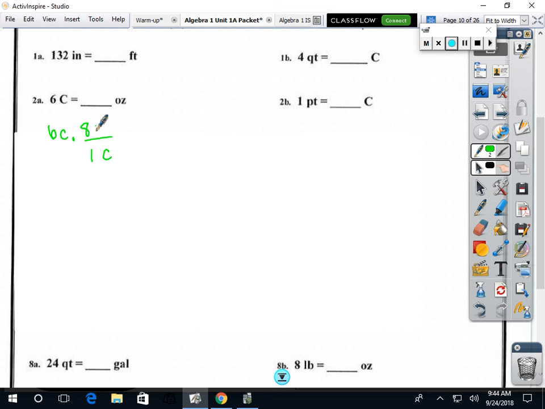Correct. Okay, so this chain is already finished because we were trying to make it to ounces, and we have. So we cross out the cups with the cups. Then when we multiply the numerator, 6 times 8 is 48. The only thing in the denominator is a 1, so it's just 48 ounces.